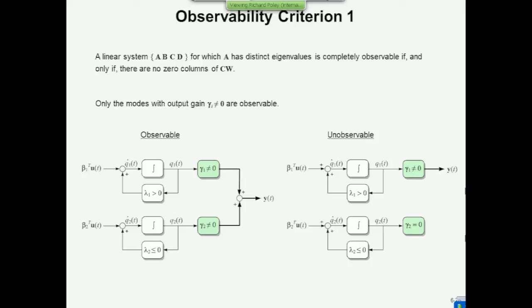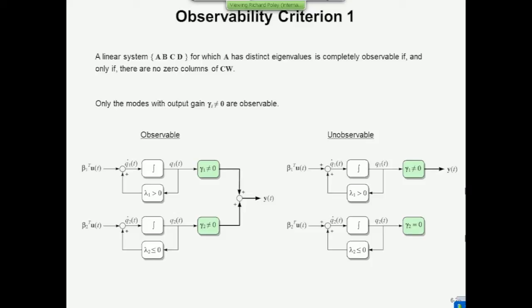You can see that. So therefore, this mode is going to oscillate, but at least we can detect that oscillation at the output. That's the definition of observability. And on the right, I have an unstable system. It has, I think, the same modes, so the same eigenvalues, but it's unobservable because gamma 2 is 0.